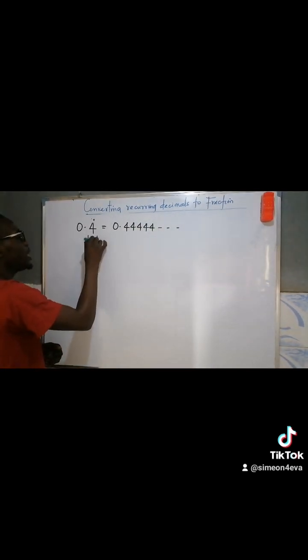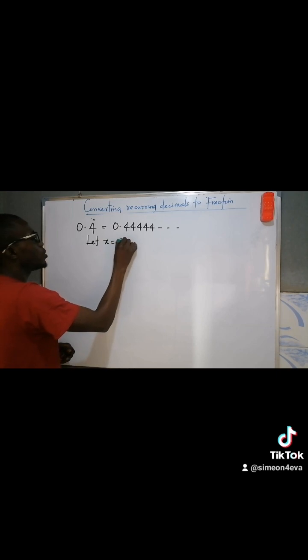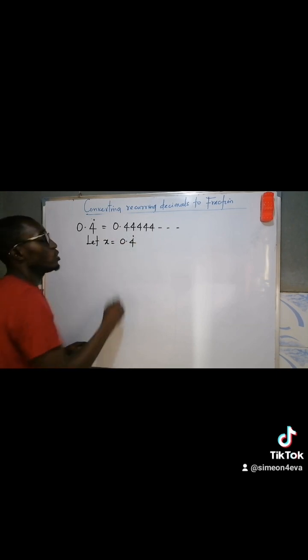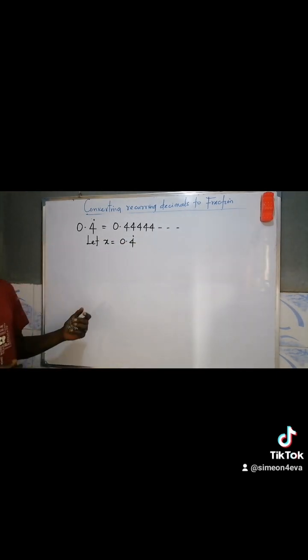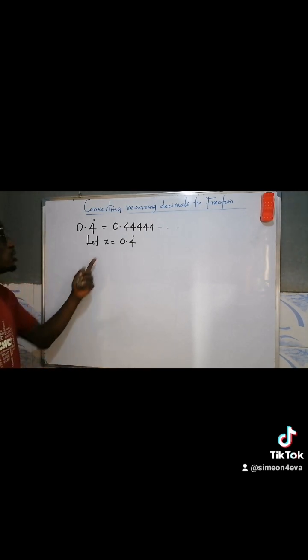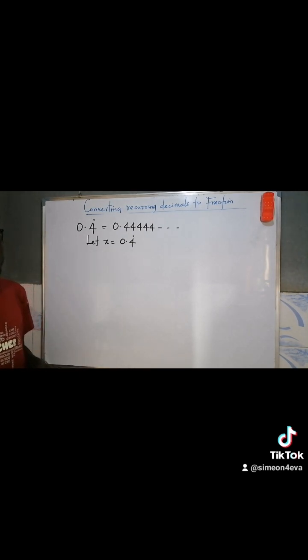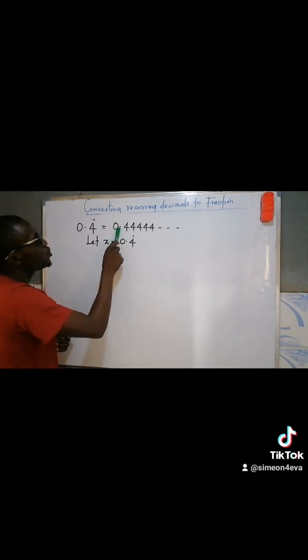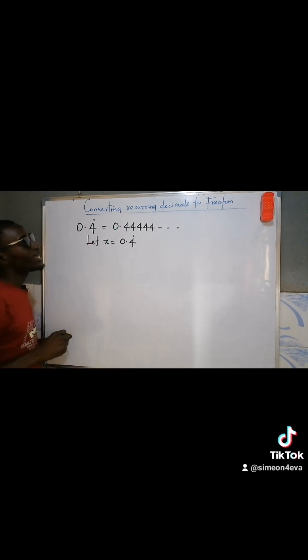You just let x equal 0.4. I'm using x because x is a very important letter. That's the most commonly used letter, x and y, in mathematics. So I'm using x so that you don't confuse yourself as the case may be, but you can use any other alphabet. So let's use x now. x equals 0.4. Now the next question you ask yourself is how many times do we move this decimal point to get the next recurring digit?